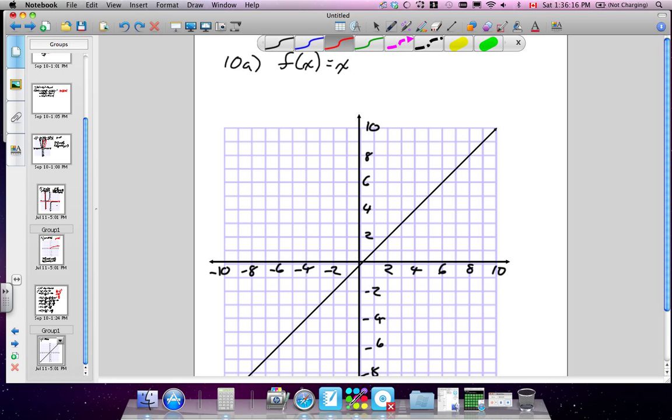So essentially we're taking, it goes right through the origin. It goes 1, 2, 3, and to the left 1, 2. Okay? So they want a new line. The slope has not changed.